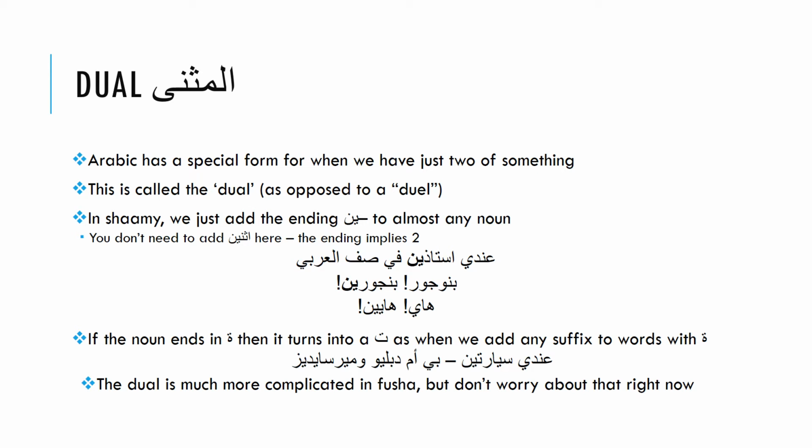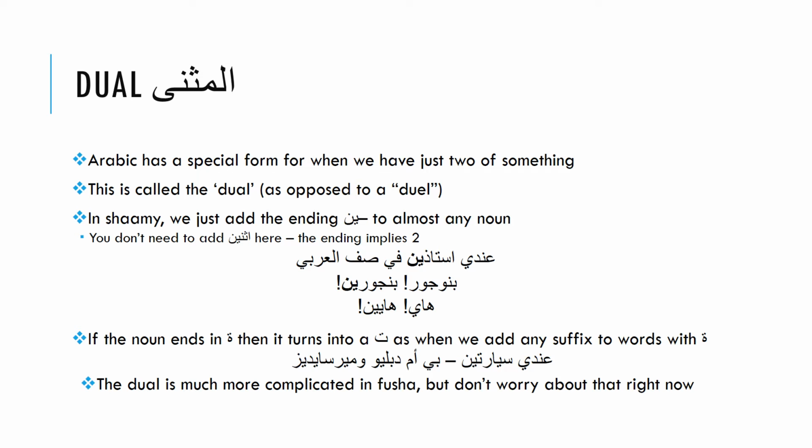The dual, called in Arabic al-muthanna, is something we've learned a little bit about, but we really haven't formalized our knowledge of the dual. So, Arabic has a special form for when we just have two of something. This is called the dual, as opposed to a duel where two people shoot at each other or whatever. But again, the same idea of there being two of something. In Shami, all we do to make the dual is to add the ending ain to any noun. You don't need the word ithnain here, though remember that ithnain kind of has that same ending, so it might help you remember this. But the ending just implies there's two of something.